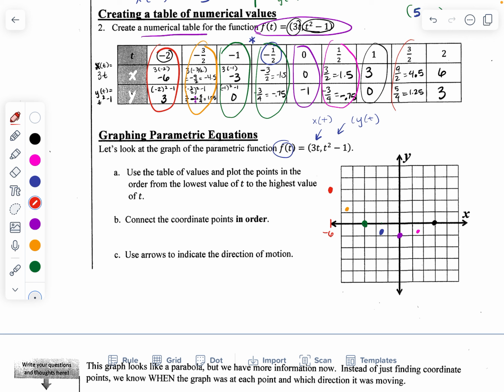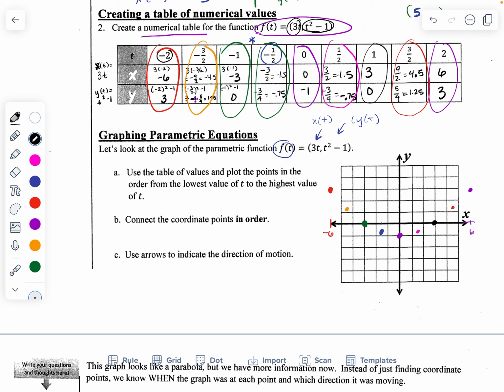Okay. When t is 3/2, we are at 4 1/2, up 1 1/2. And then the last one, when t is 2, we're at 6. So here's 6, up 3.